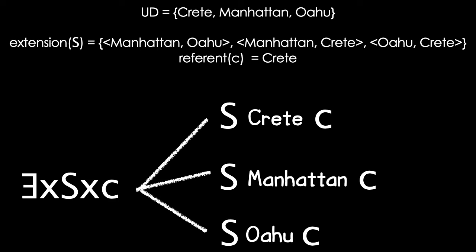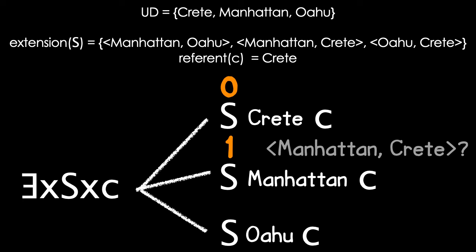And again, in this model, there are three possible cases. We get S Crete c, S Manhattan c, S Oahu c. The referent of c is Crete, so we look up the pair Crete, comma, Crete, and check to see if it's in the extension of S. It's not in there, so S Crete c gets a value of 0. The pair Manhattan, Crete is in the extension of S, so S Manhattan c gets a value of 1. We could go on and check S Oahu c as well, but we don't need to.